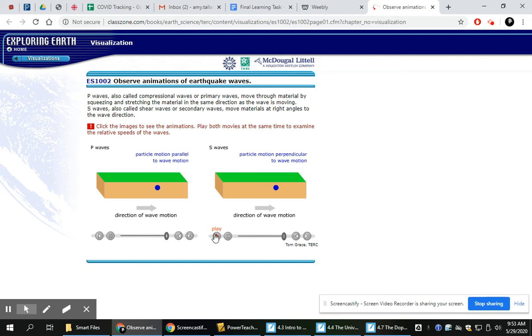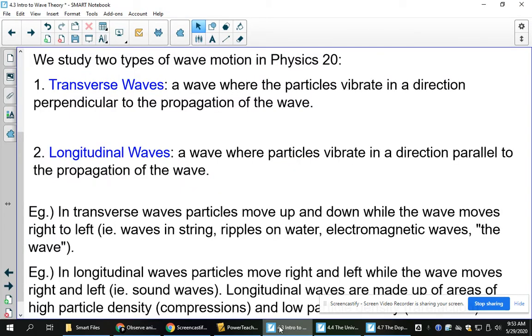The longitudinal waves do this. See how the wave went left to right, and the dot also went left to right. So that's the difference there. Transverse, the dot goes up and down while the wave moves across, and longitudinal, the wave's moving across and the dot also moves across. So a couple examples, transverse, could be waves in a string.